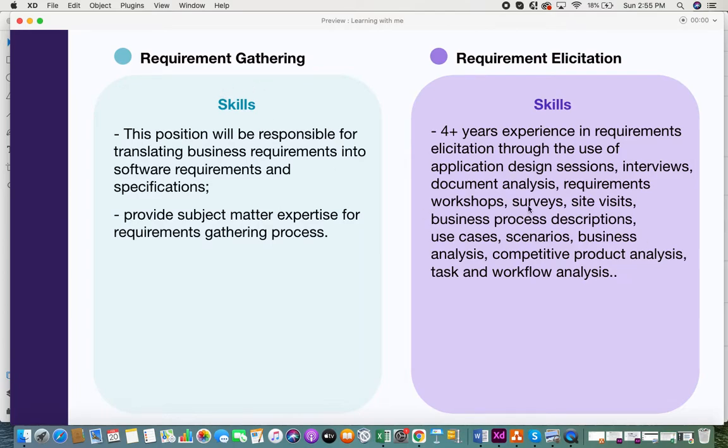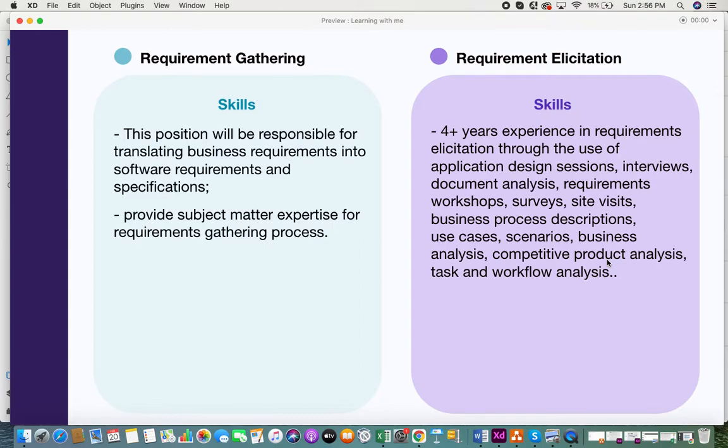But look at this set of skill sets. 4+ years of experience in requirements elicitation through the use of application design sessions, interviews, document analysis, requirements workshops, surveys, site visits, business process descriptions, use cases, scenarios, business analysis, competitive product analysis, task workflow analysis, etc. When all these come to hand, make sure these are the different techniques that are used to actually do requirement elicitation, to ask customers what they need, to identify hidden requirements. All this is something that has to be done, which I'll cover in a separate video.